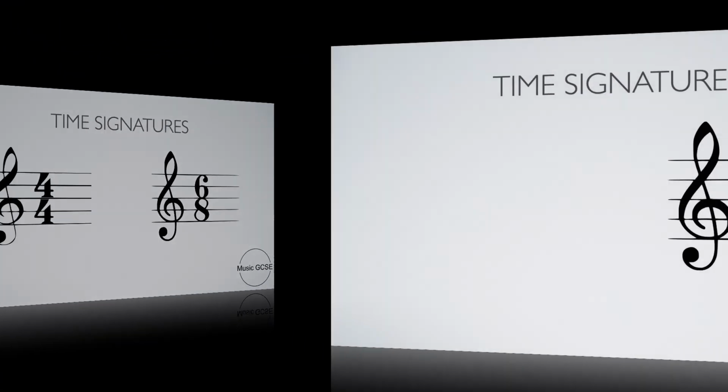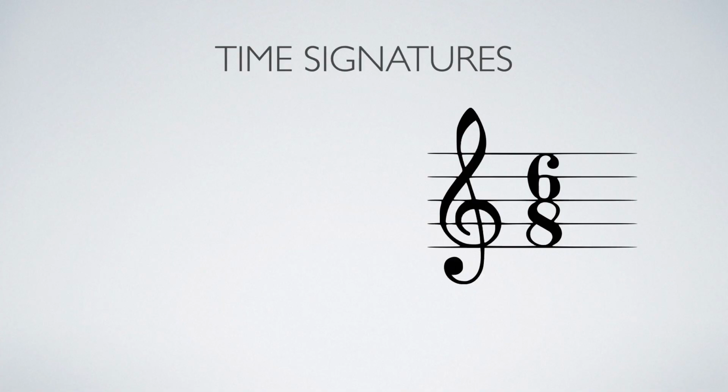Now as you heard there, the way we count changes as well. We don't just count 6/8 like 1, 2, 3, 4, 5, 6. We group the beats together into groups of 3s and we put an accent on the 1 and the 4, so it sounds like that, like 1, 2, 3, 4, 5, 6.